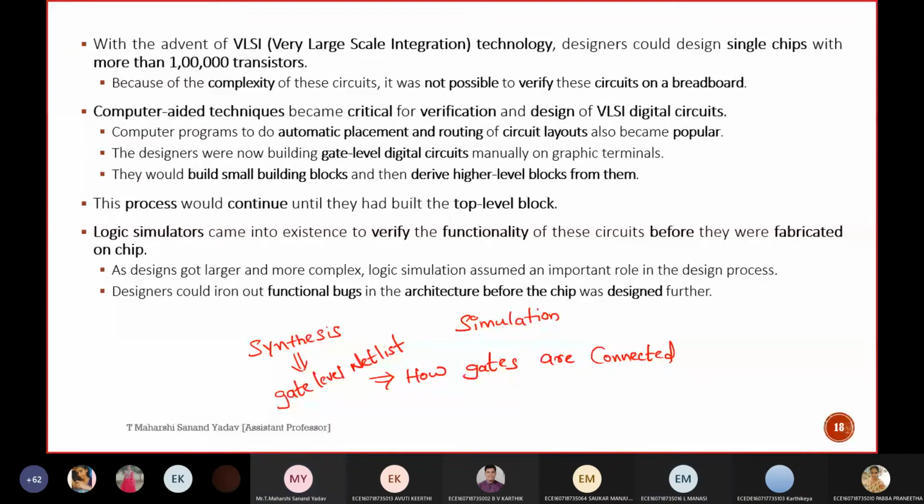Right. Next, roll number 20. What is meant by technology? Length of the channel. Then roll number 27. Can you explain to me about levels of abstraction? Levels of abstraction. Next, roll number 28.